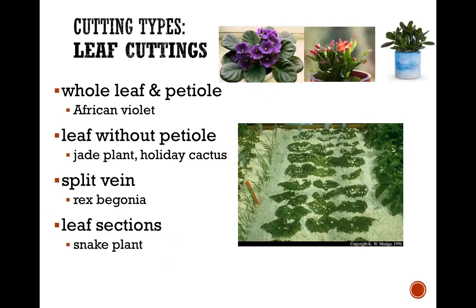So what we're going to do this week in lab is some propagation. You saw that you can take leaves or even petioles. Petioles are like the little stem that attaches the leaf to the plant. So you can do whole leaf or just petiole cuttings. You can just do the leaf. You don't even need the petiole in some cases. Sometimes you just need the vein, which is just the center portion of the leaf, or even just take sections of the plant. We have examples of this with African violets or jade or Rex begonia or snake plant, all of these different ways that one can propagate from leaf cutting.